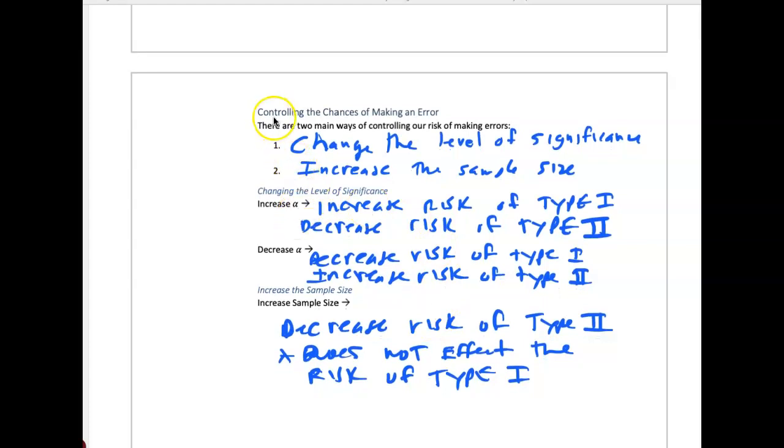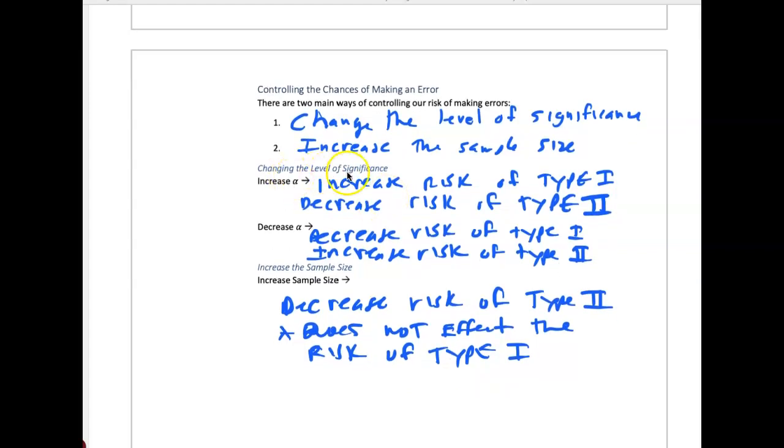And lastly, how can we control for the chances of making an error? Well, there are two main ways of controlling for risks of errors, but again, there's a give and take between the types of errors. One is the level of significance, because remember, we use a probability value to determine whether to reject or not reject. Another way is to increase sample size, so to ensure that the data is accurate, a larger sample size. If you change the level of significance, if you increase alpha, you increase the risk of type 1 error and decrease the risk of type 2. So it goes hand in hand.